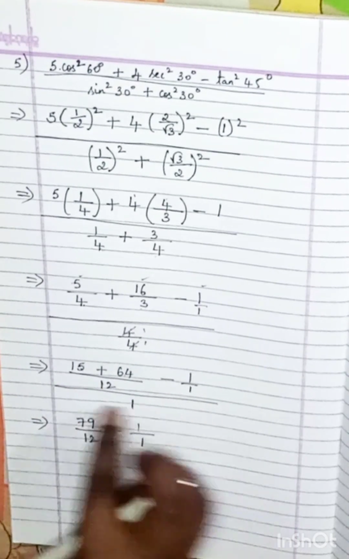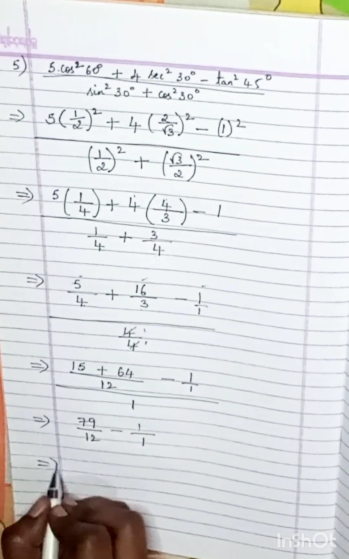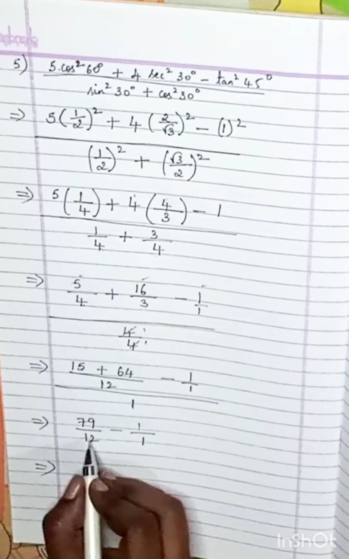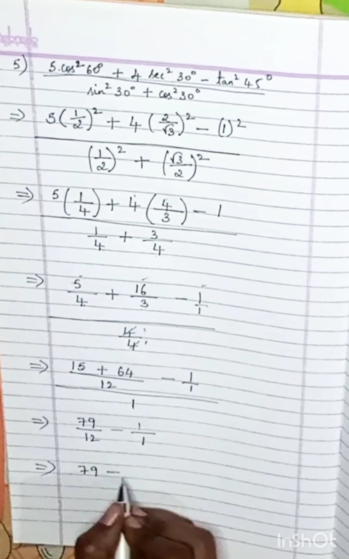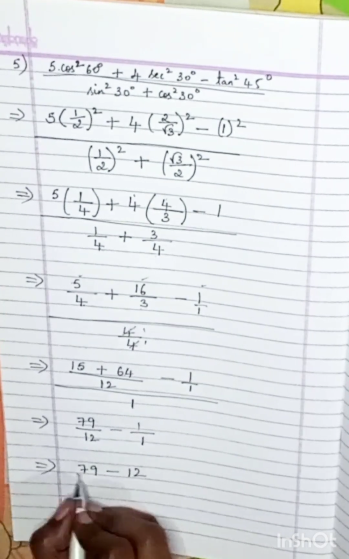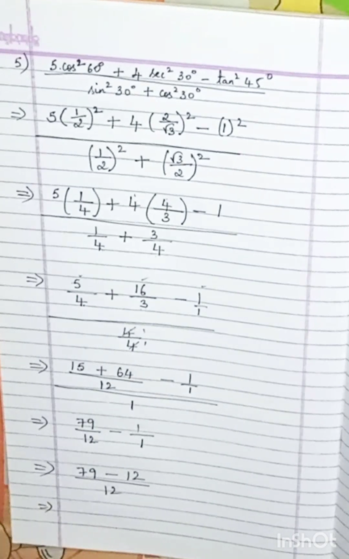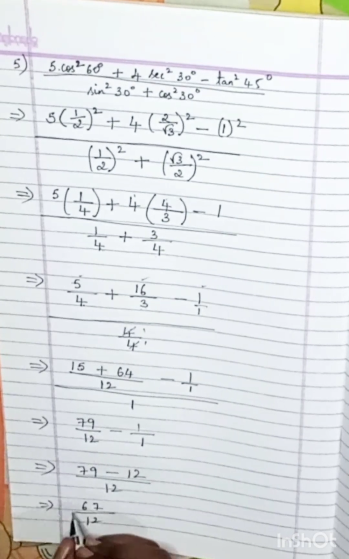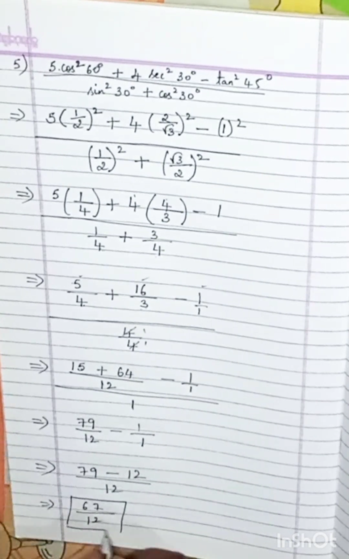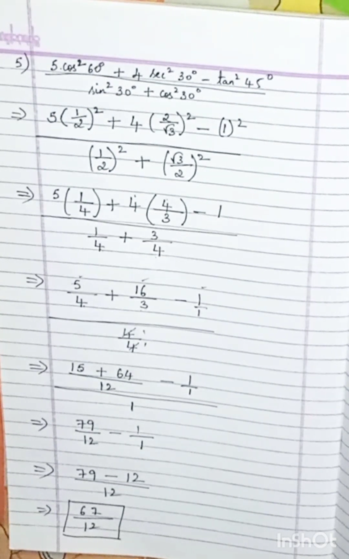So it is not necessary to write this one. We'll leave it as it is. Now we'll take LCM for this. 1 into 79 is 79 minus 1 into 12 is 12, divided by 12 ones are 12. So 79 minus 12 is 67 by 12. So this is our final answer for 5th question. So this solves our 11.2 exercise, first main.